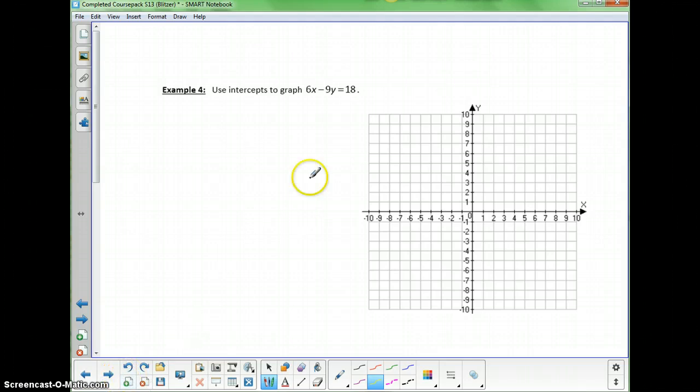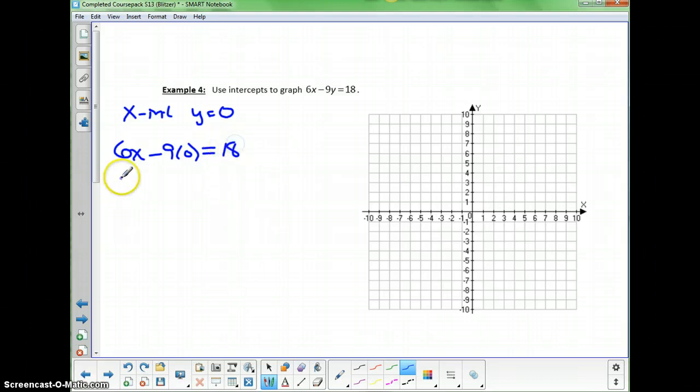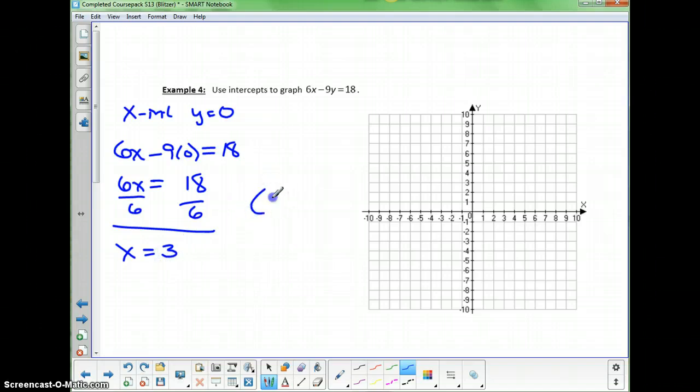Alright, this is a different equation right here, and when I find the intercepts, this time I'm going to use them to graph this equation. So we're going to go through and find them again. So let's just find the x-intercept. And to do that, we know we're going to use y equals 0. So it's going to give us 6x minus 9 times 0 for y equals 18, or 6x equals 18. Divide by 6, x is 3. So the x-intercept is (3, 0). (3, 0) is right here.